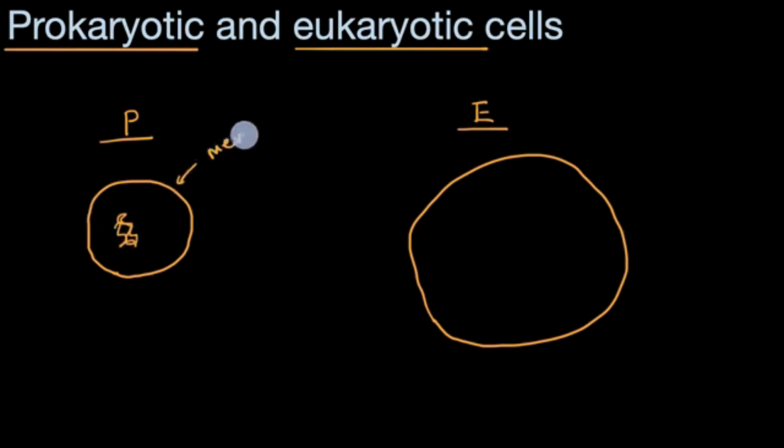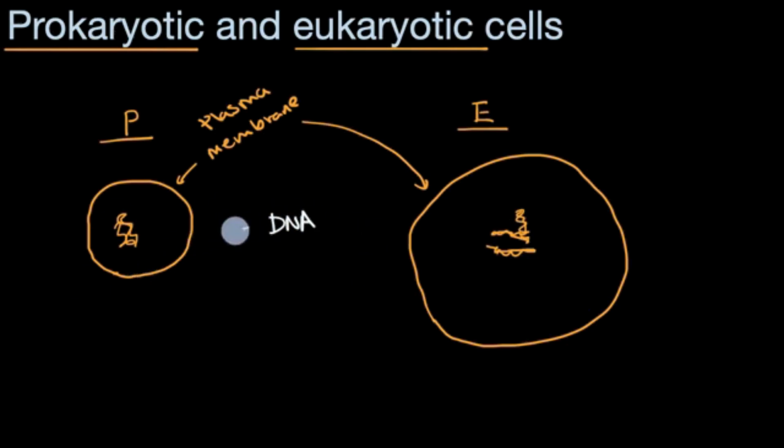So we have our membrane. This is a plasma membrane. Plasma membrane, it's in both of them. And we have genetic material, and I'm going to talk a little bit about how the genetic material might be a little bit different, and there's going to be a lot more stuff that I'm going to be drawing in this eukaryotic cell. But we also have DNA. That is the genetic material in both of these. I'm focusing on the similarities first.